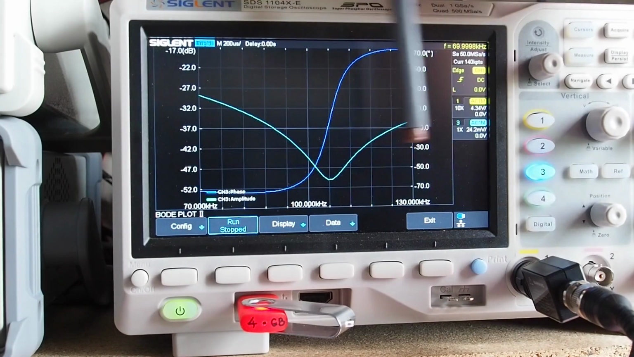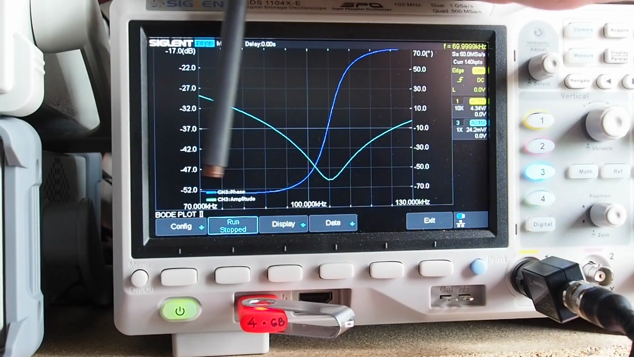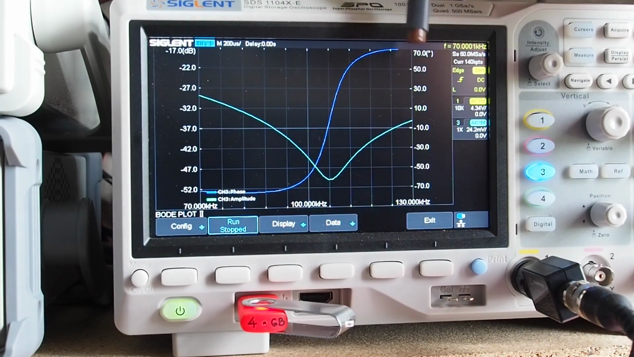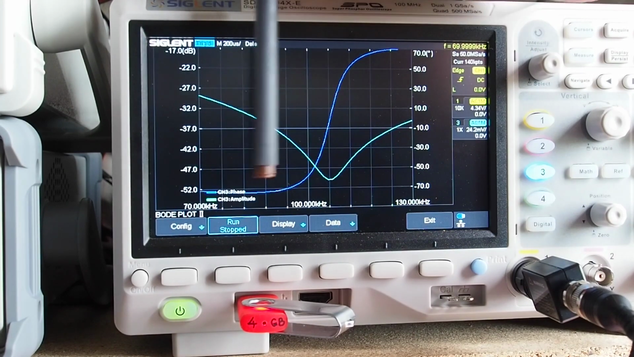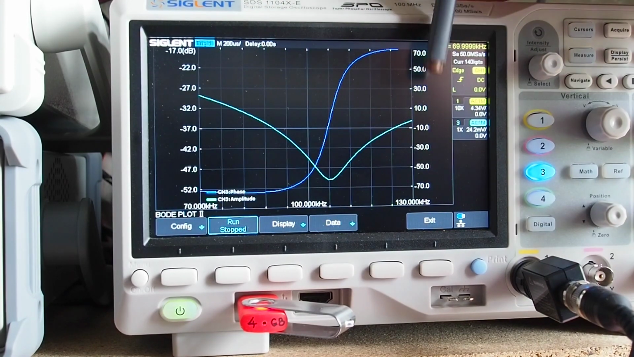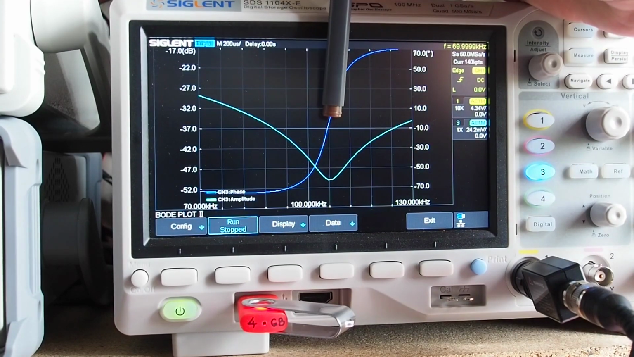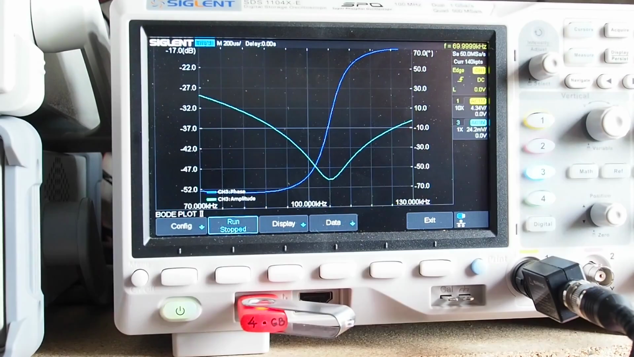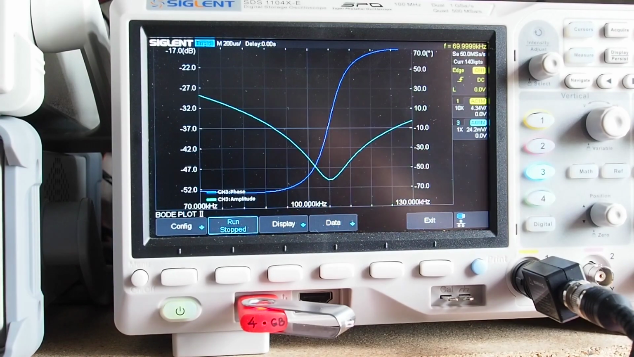This plot goes from 70 to 130, and the blue line here is the phase of the input signal compared to the output signal. And as you can see, at resonance, this is the phase scale, so zero is about halfway up that division there. So as you can see, at resonance, phase angle is zero, input compared to output. So that's the plot of a series tune circuit. Now let's have a look at a parallel one.